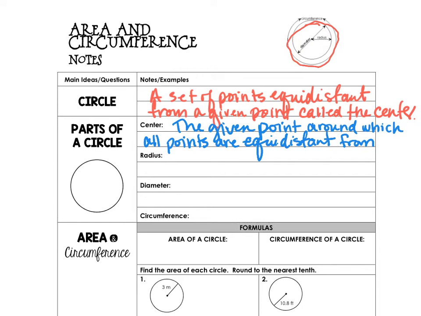Center, on the other hand, is the given point around which all points are equidistant. So right here is our center, and we're going to call our center C in honor of Corona, who's messing up our world right now. So all these points are the same distance around C. All around here.